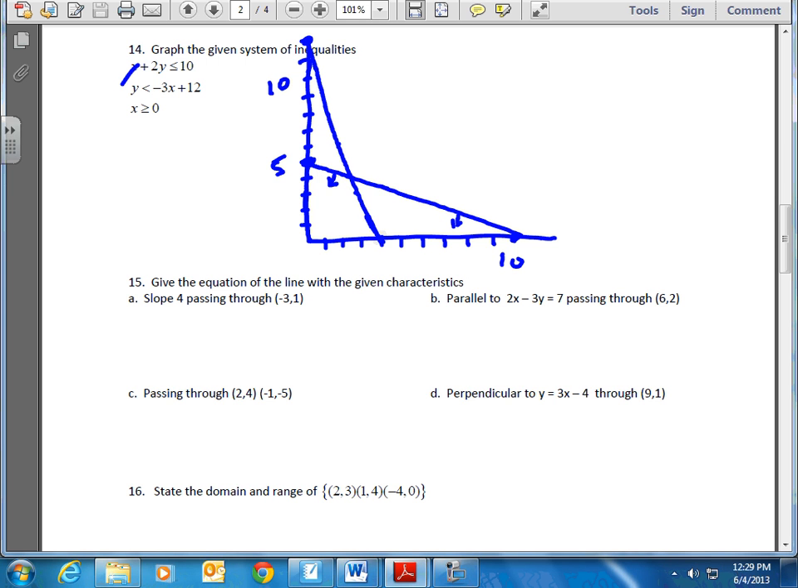Made a mistake already. Problem is, it should be dotted. Why is it dotted? Because the y is simply less than, not less than or equal to. If it is less than the line, I want all the y values that are less than the line. So when I read my sentence, I want all of the y values that are less than my line.